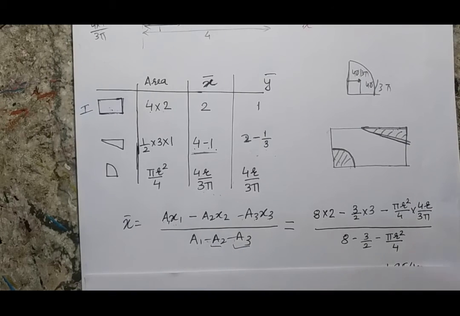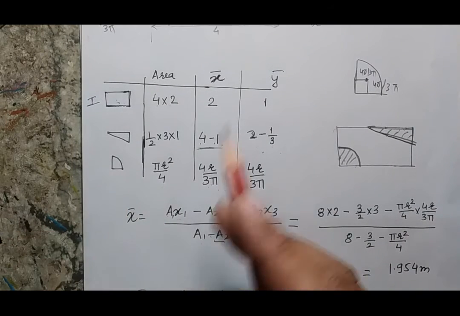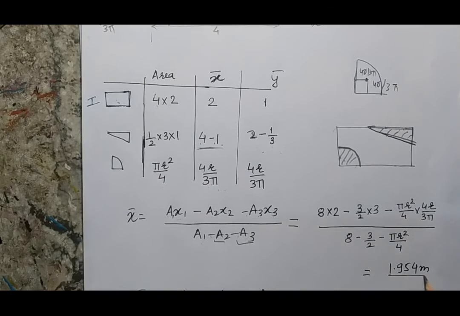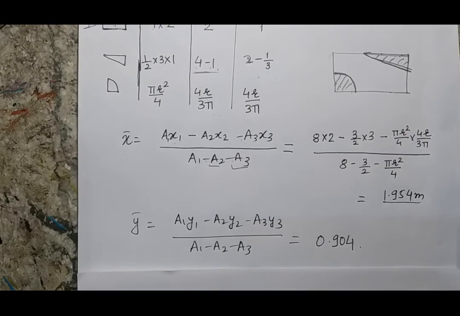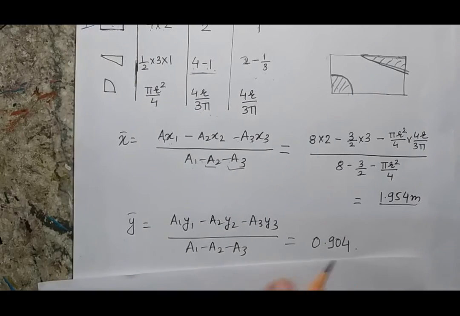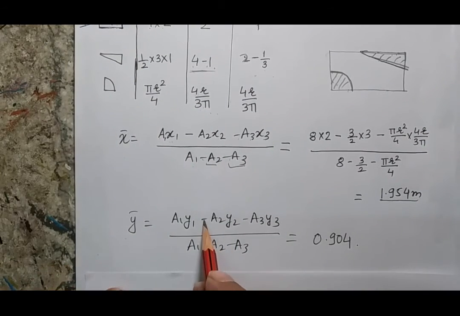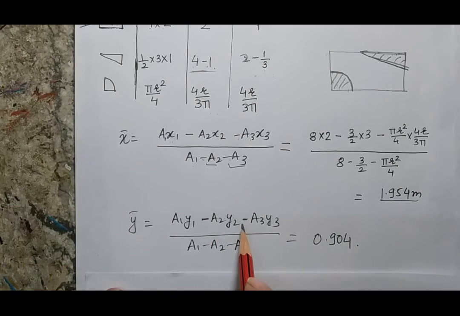When I put in all the values, I get the centroid value for this body as 1.954 meter. Similarly, when I put the values in the y direction to calculate the centroid in the y direction, the formula again has these two with the negative sign in the numerator as well as in the denominator, and my answer comes out to 0.904 meter.